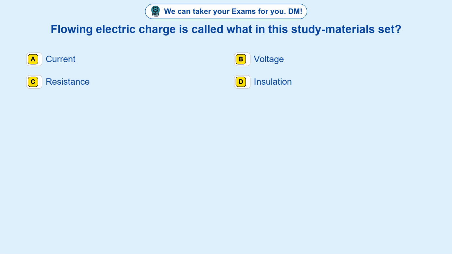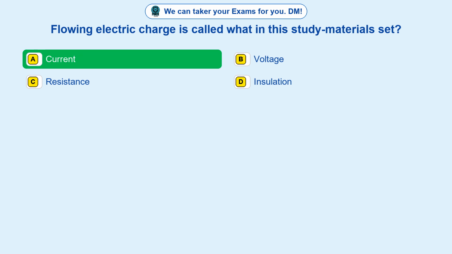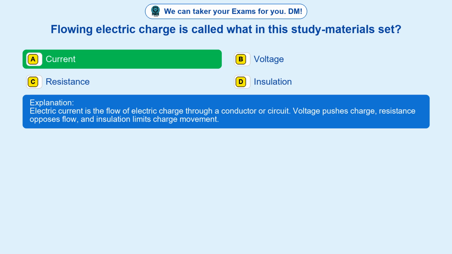Question 69. Flowing electric charge is called what in this study materials set? Option A, current. Option B, voltage. Option C, resistance. Option D, insulation. The correct answer is option A. Current. Electric current is the flow of electric charge through a conductor or circuit. Voltage pushes charge, resistance opposes flow, and insulation limits charge movement.